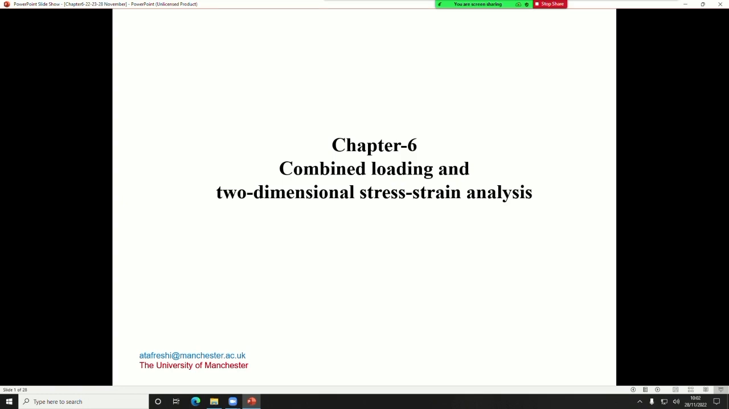A typical example that you're familiar with is the fuselage of an aircraft. During flight, at high altitude, it's subject to internal pressure, axial compression, bending, and torsion. So in this chapter, we start with combined loading, the definition of combined loading.